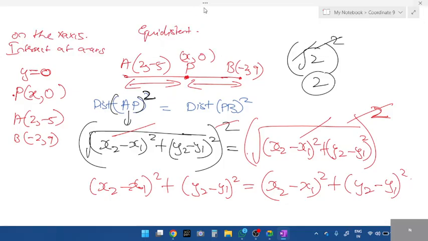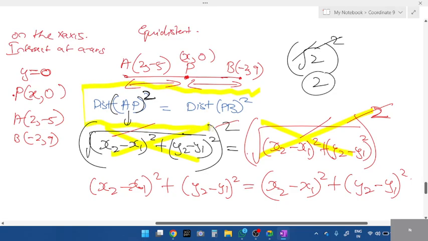In exam, you don't have to write the middle one. This part is not required. I'm teaching on the entire thing. Whatever is required, you write. See, you need to write this. After that, write this.